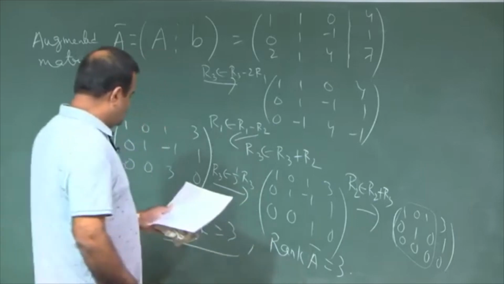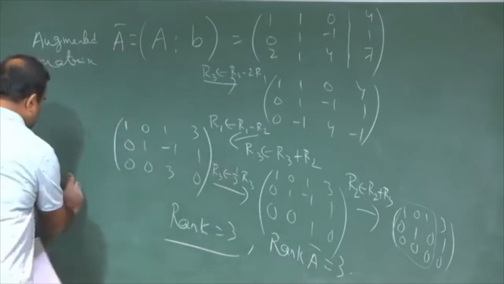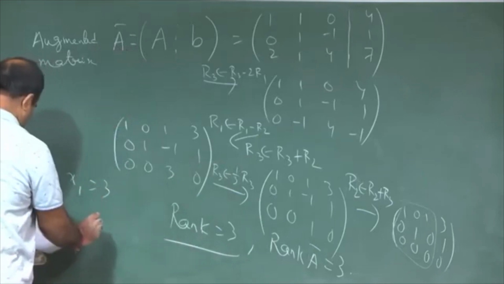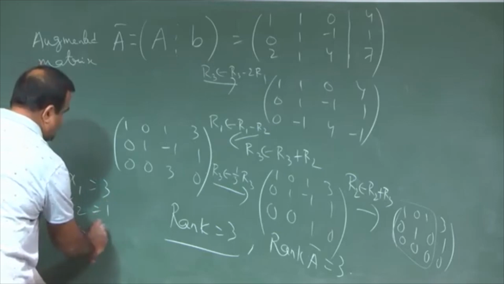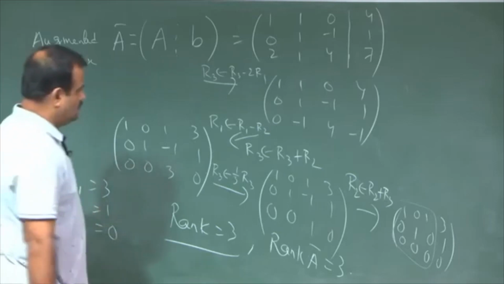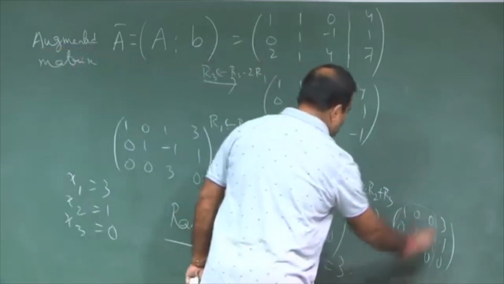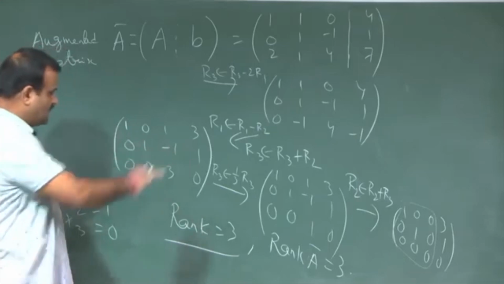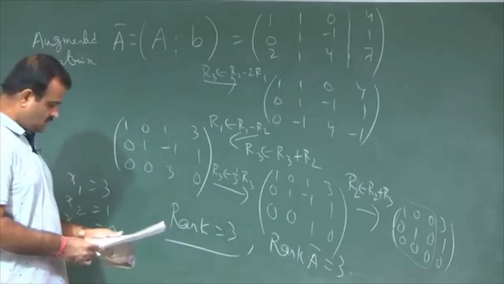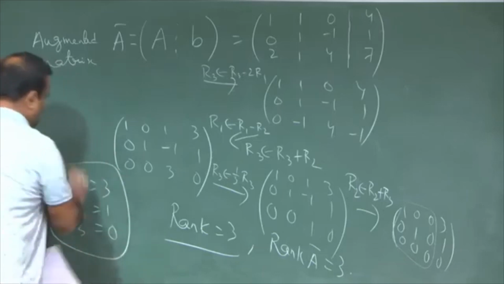So from here we can just say x1 equal to 3, x2 is equal to 1, and x3 is equal to 0. Okay, I think this will become 0 somehow. You please check the calculation, and this will become 0. Okay, so now this is the unique solution.